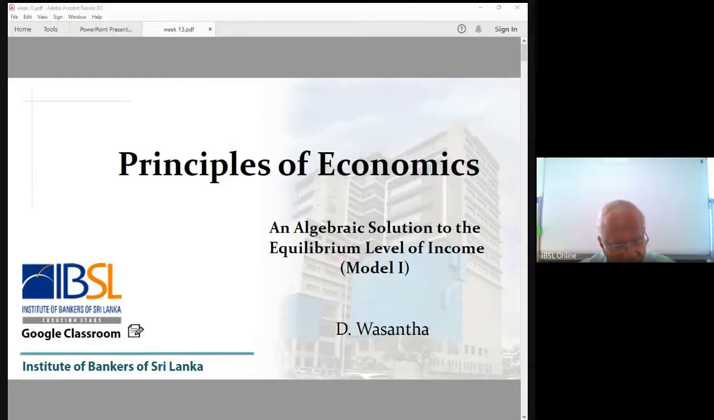Because last week we started the discussion on the calculation of national accounts mathematically, the mathematical approach to national income accounting. How to calculate, when you know the consumption function, investment function, and the government function, how to get the output, the value of the output, national income, GDP.